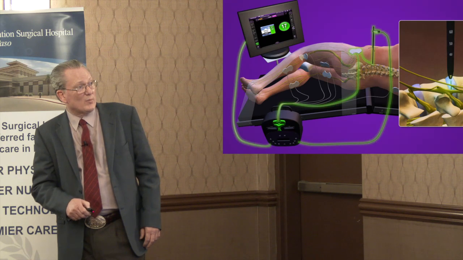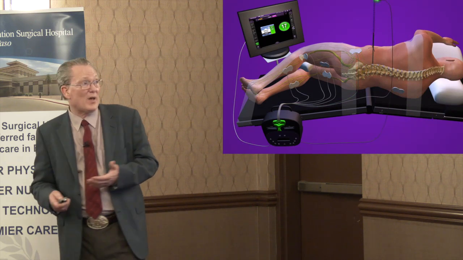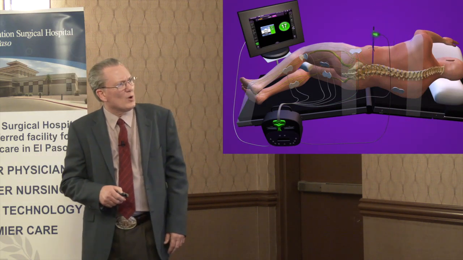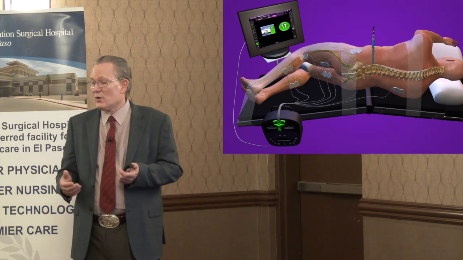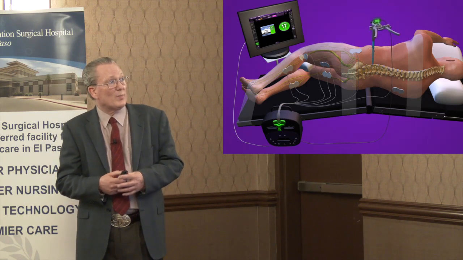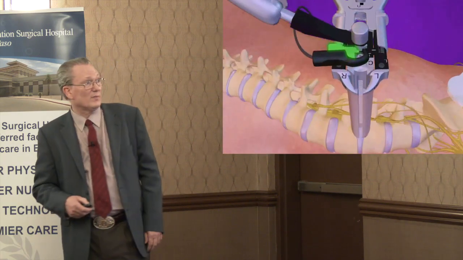At the same time, we use spinal cord monitoring, which actually maps out the nerves and gives us some feedback about the health of the nerves. Once we have that tube in place, then actually we can open that tube up as wide as we need to do whatever it is we need to do.